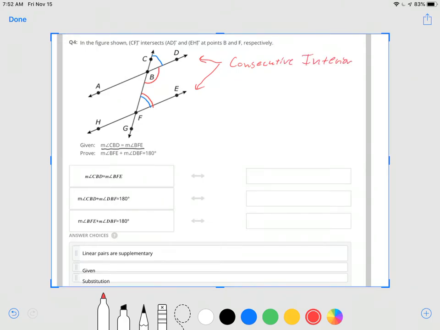But they didn't tell us that the two lines are parallel, so we're going to have to prove it by other means. So let's erase that. Alright, so let's look at the first line. The first line says measure angle CBD is equal to measure of angle BFE. That was given. So we can cross out this.